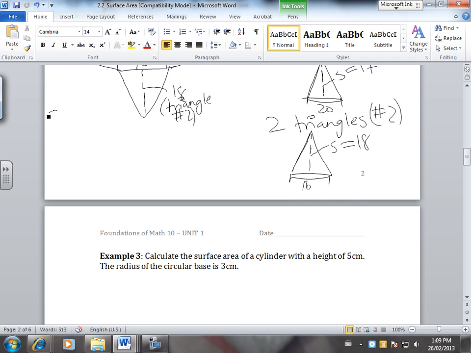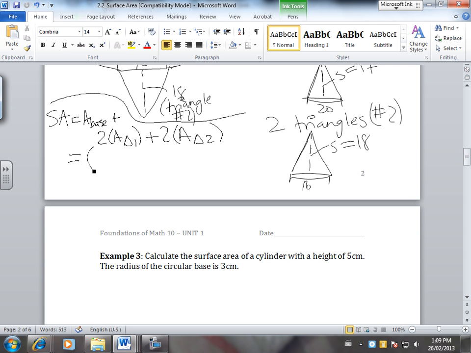So the surface area equals the area of the base plus 2 times the area of triangle 1 plus 2 times the area of triangle 2. The base is length times width, so that would be 16 times 20, plus 2 times 1/2 times... Oh, sorry. Triangle 1 is 17 and 20.